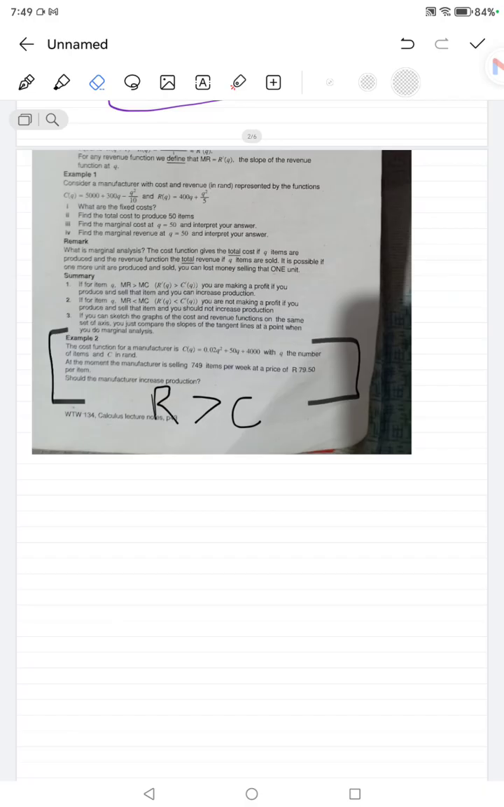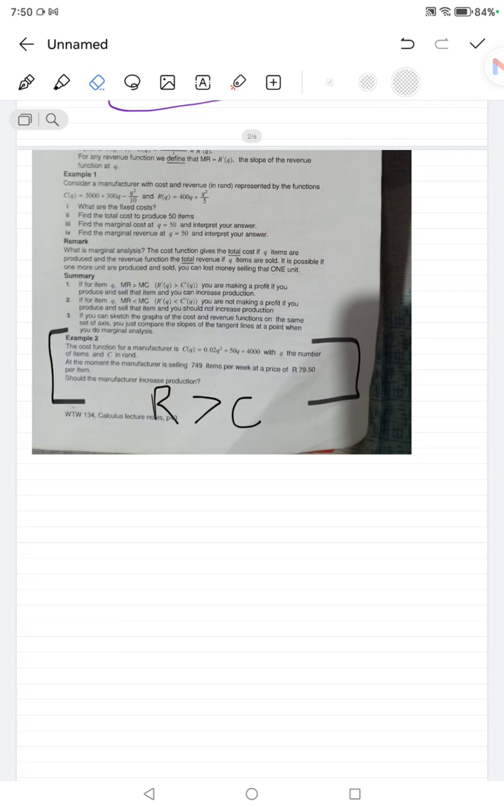Revenue is greater. They want to check. I was always saying the only way to know whether this person is making profit, or whether they should continue, is to check if their revenue is greater than cost. Now they were saying they were selling 749 items per week.